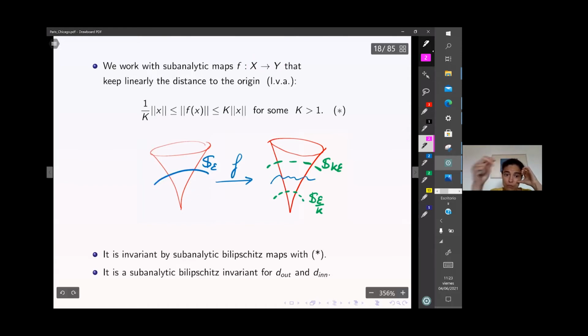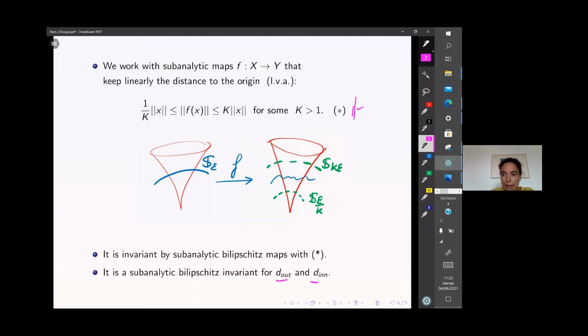Okay, and in particular, the groups we are constructing will be invariant by subanalytic bi-Lipschitz mappings that have this extra property. In particular, they will be bi-Lipschitz subanalytic invariants for the outer and the inner metric, because for these metrics, we have this condition for free whenever we have a bi-Lipschitz map.